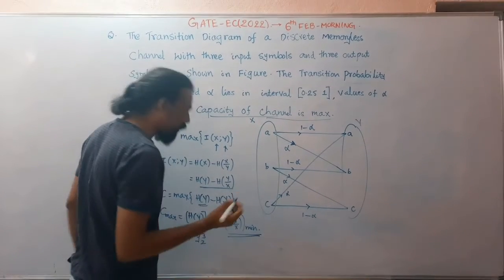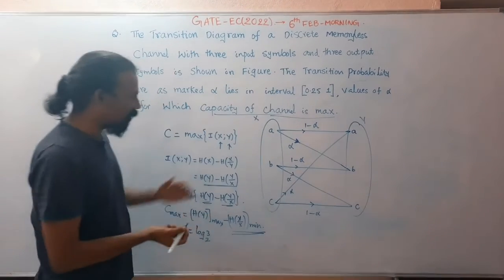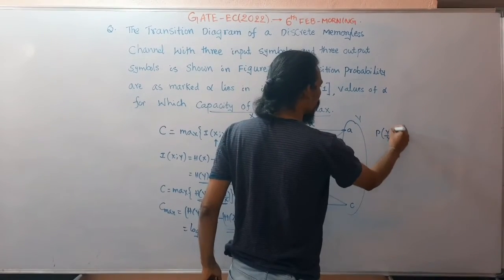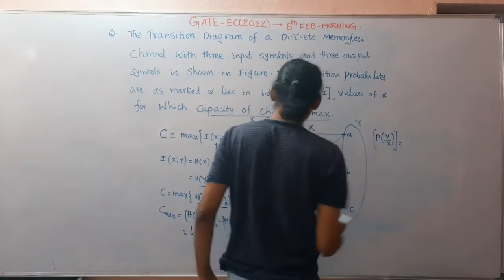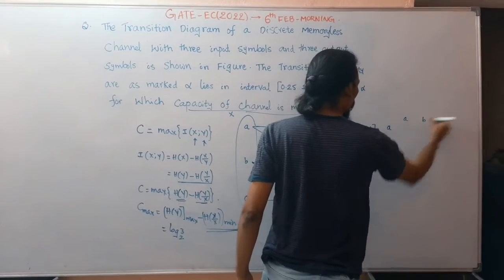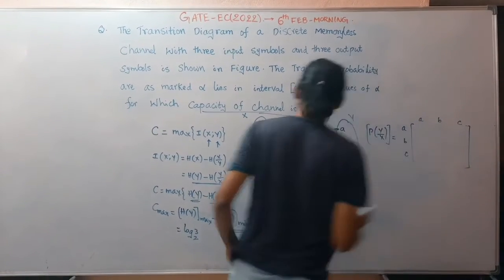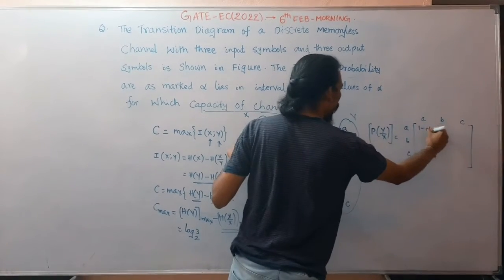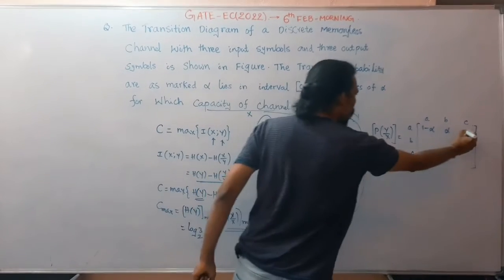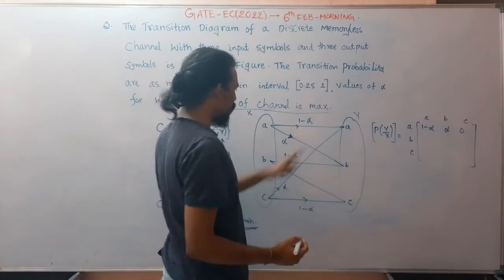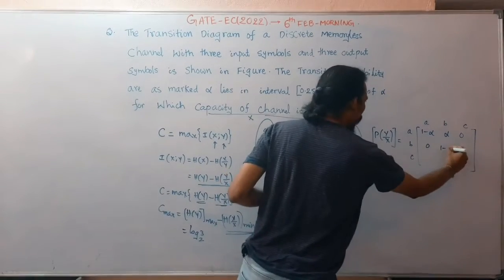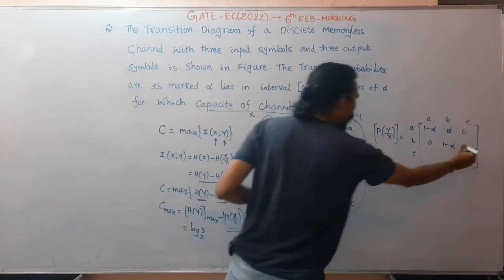For that, there is a simple method. Now I am explaining that simple method. First, write the channel matrix. The channel inputs are A, B, C and the channel outputs are A, B, C. Here A to A is 1 minus alpha, A to B is alpha, and A to C there is no transition, so the probability equals 0. B to A there is no transition, so it is 0. B to B is 1 minus alpha, and B to C is alpha.